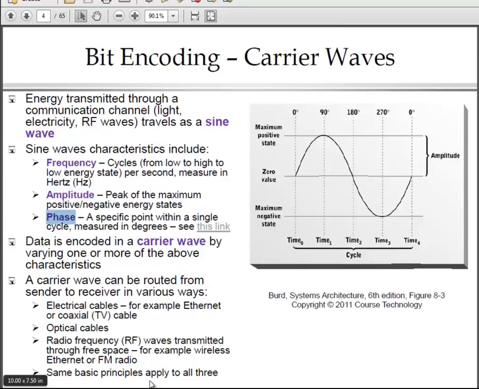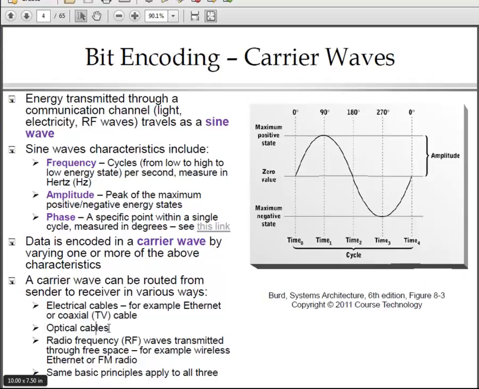Now, before we move on to talking about how we do that varying, let's talk about the various ways these waves can get from one place to another. One possibility, electrical cables. That could be Ethernet cable, classic twisted pair. That could be coaxial TV cable. That could be lamp cord. That could be just about anything else. Optical cables. We'll talk later about the various types of optical cables, but for the moment, just think a glass fiber that can carry light, visible light, from one place to another. Well, those are examples of what's called guided transmission.